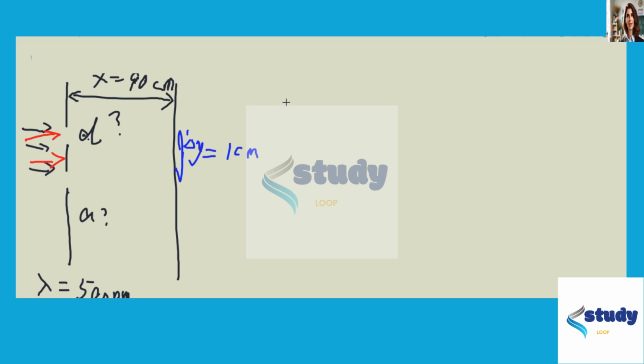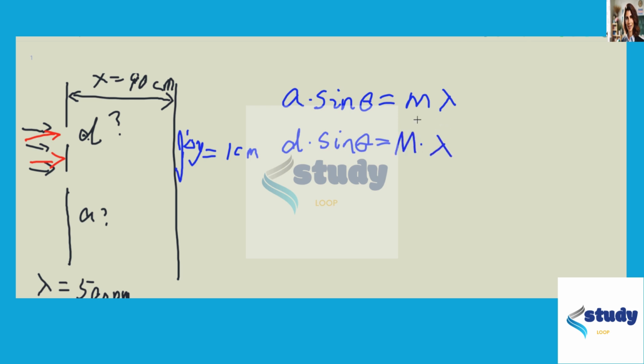From equation 36.8, we have the slit width A times sine theta equals m times lambda. And from the equation in chapter 35 about interference, the separation d times sine theta equals capital M times lambda. In our case, we have the same lambda and the same angle. This is where the dark minimum occurs, and this position is where the bright maximum occurs.